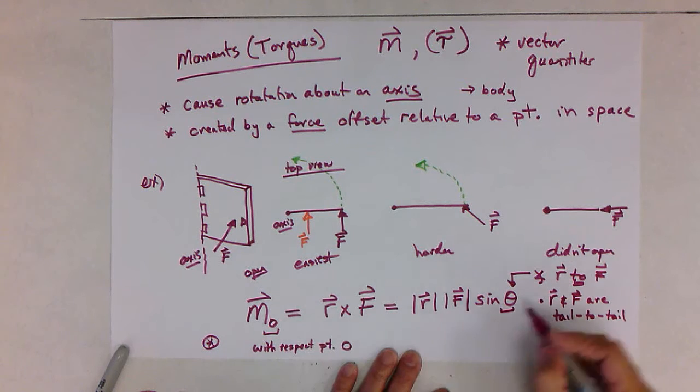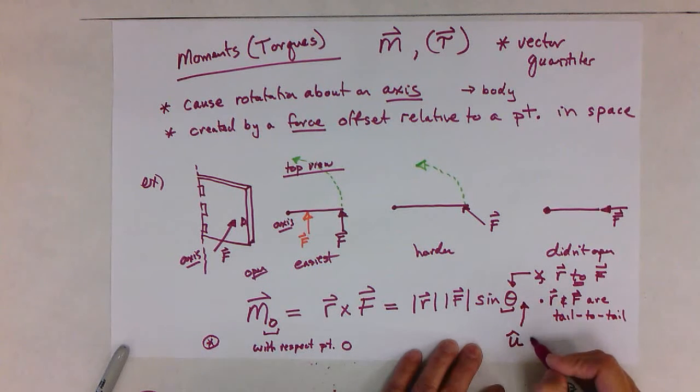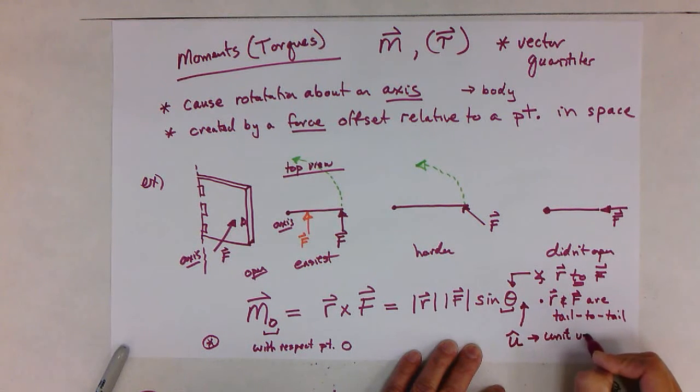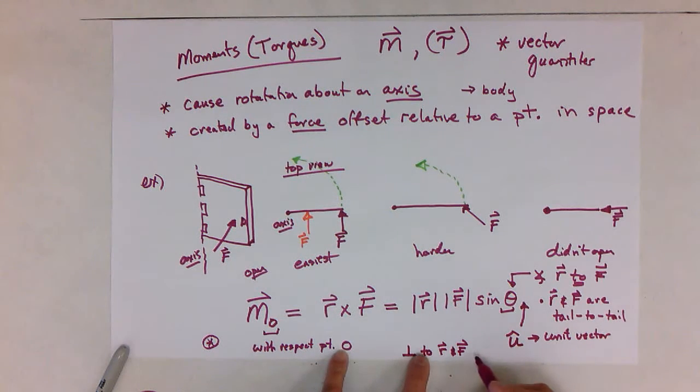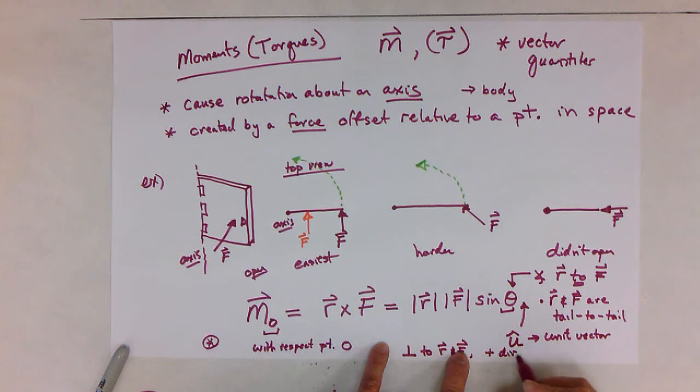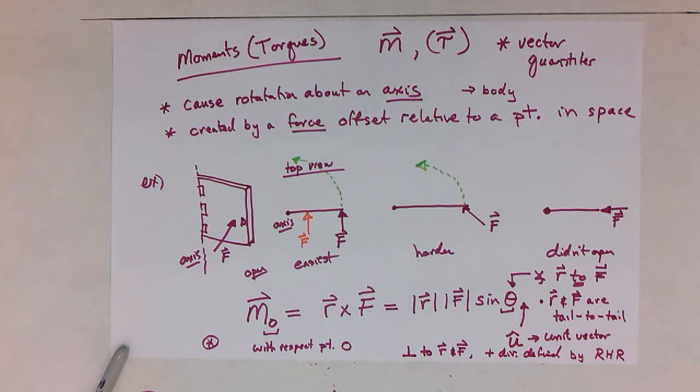And we're missing one thing. These are vectors. So here I'm going to put a U hat. This is a unit vector whose direction is perpendicular to the plane defined by R and F. The positive direction is defined by the right-hand rule. Let's go over that in a little more detail so you can see what all these things are.